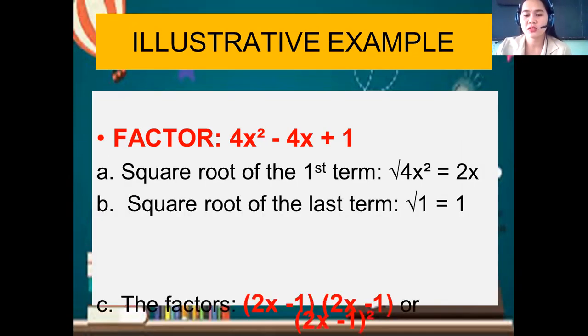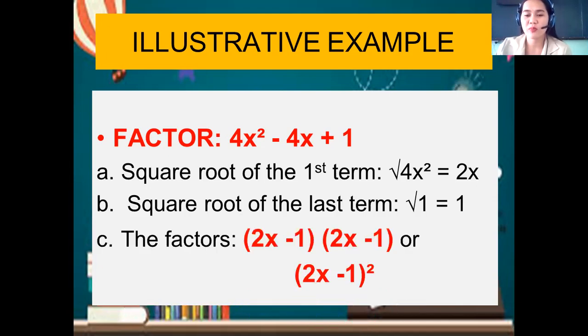Then express that as a square of a binomial. So you just copy your answer here for 2x. Then copy the sign of the middle term, that is negative. Then copy the answer here in B. So we have 2x minus 1 multiplied by 2x minus 1, or you can have this one, 2x minus 1 squared. So they are the same. Ang 2x minus 1 times 2x minus 1 ay same lang sa 2x minus 1 squared.